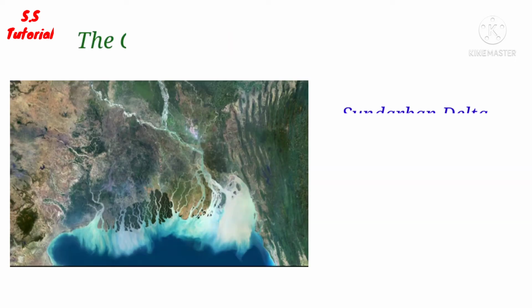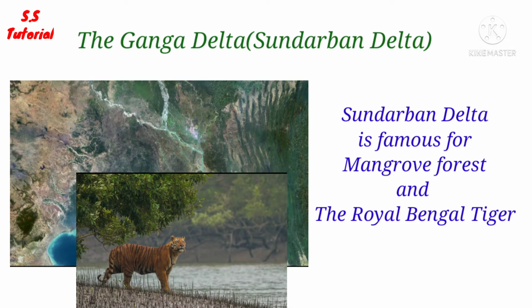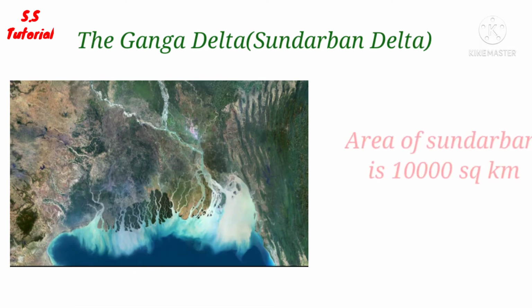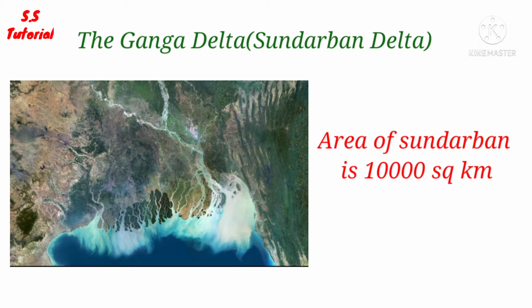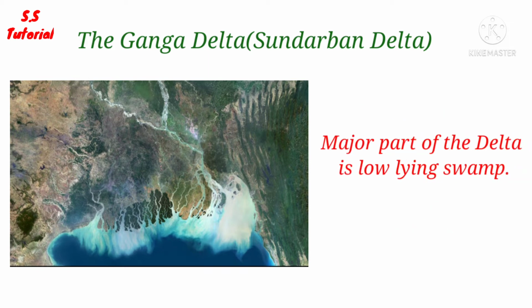The Ganga developed the world's largest delta, known as Sundarban Delta, at its mouth, which is famous for its mangroves and the Royal Bengal tiger, covering an area of about 10,000 square kilometers. The delta is made by branches of distributaries and islands, which are covered by dense mangrove forest. A major part of the delta is low-lying swamp that is flooded by marine water during high tide.